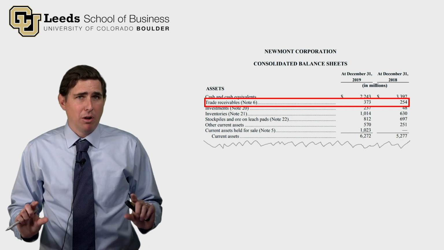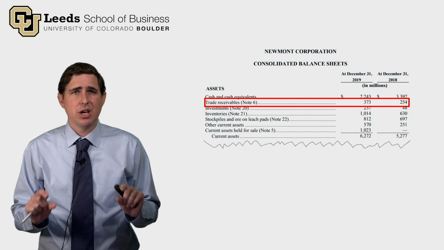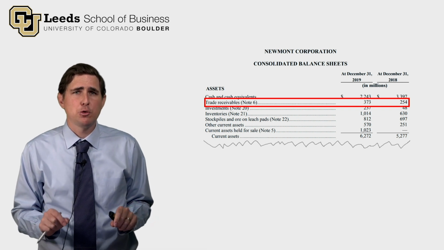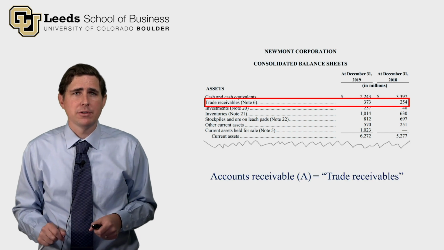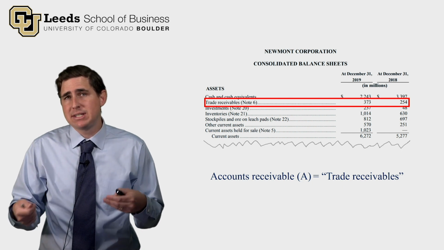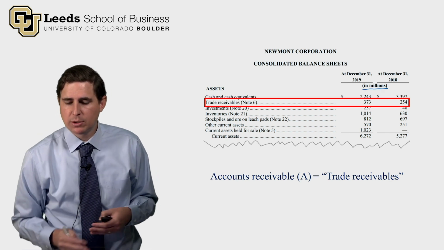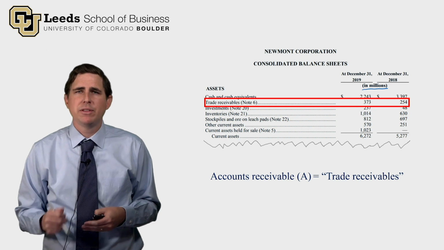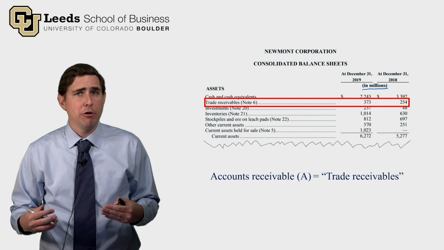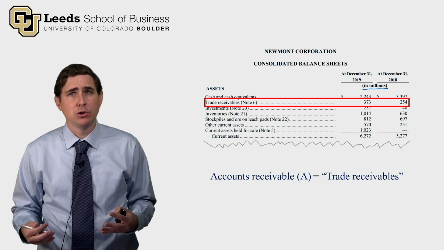Here is a kind of small but nice picture of Newmont's balance sheet. And this is just the current assets section of the balance sheet. You can see that the second asset is called trade receivables. That's what Newmont calls accounts receivable. And so if I were to tell you what this balance means, it says 373. And on the top of the column it says in millions. You see that? In millions. And so it's $373 million. What this means is that as of December 31st, 2019, Newmont has sold $373 million worth of gold, and they're still waiting to collect that money, hopefully sometime during 2020.